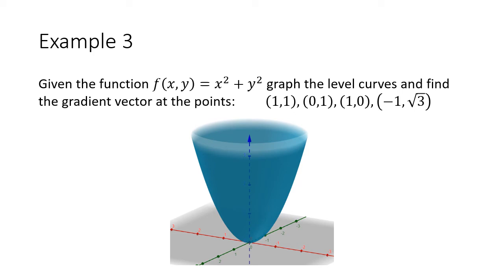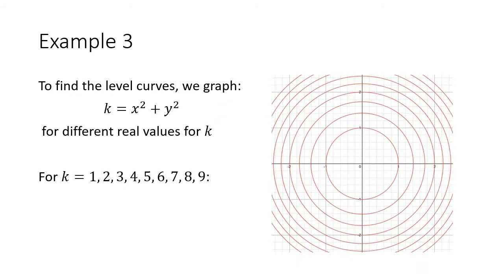So let's say I'm given a surface z equals x squared plus y squared, or f of x, y is x squared plus y squared, my function of two variables. I want to graph the level curves, which you already know how to do, and then find the gradient vectors at several different points. Well, let's start with the level curves. Again, level curve means you're just setting it equal to some constant, so setting it equal to some k. But if k equals x squared plus y squared, these are the equations for a circle, right? Where k is really going to be equal to your radius squared.